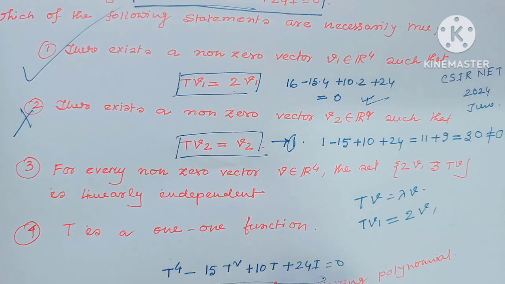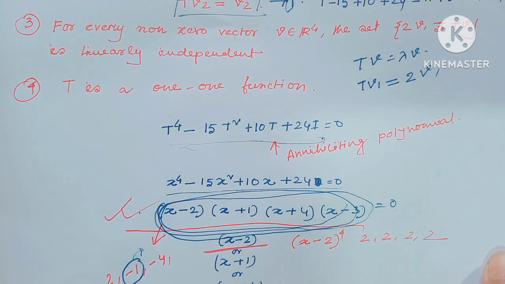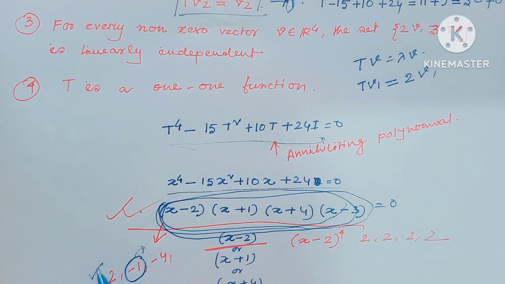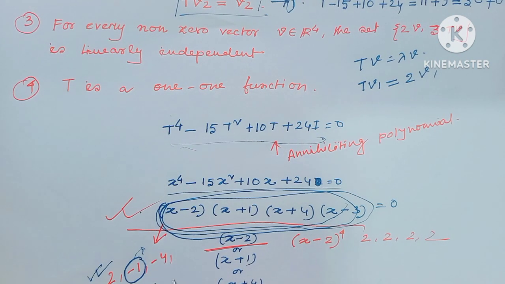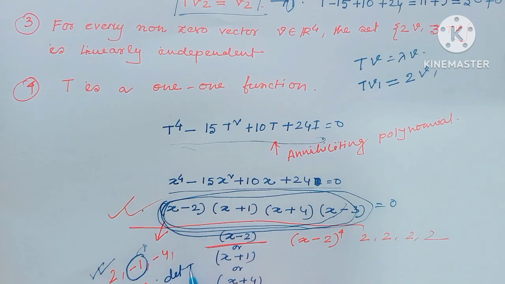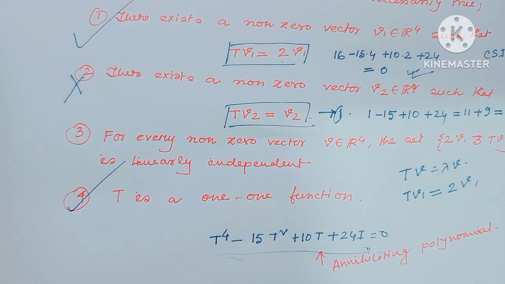And option 4, T is a one-one function. Obviously T is a one-one function, because here all eigenvalues are distinct and non-zero. So the determinant of T is not equal to 0. So T is obviously a one-one function.